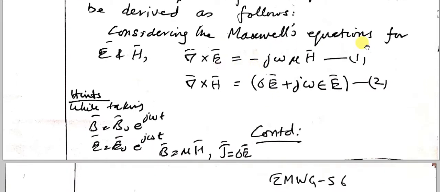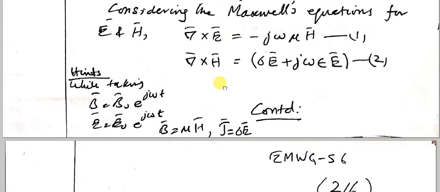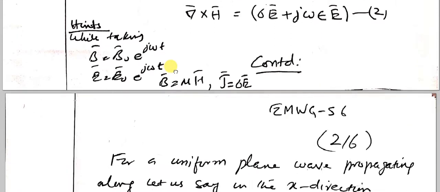Considering the Maxwell equations for E and H, the popular third and fourth equations, the curl of E is equal to minus j omega mu H and the curl of H is equal to sigma E plus j omega epsilon E, where sigma is the conductivity. The hint here is that you put B equal to B naught e to the j omega t and E equal to E naught e to the j omega t, and put in the respective terms. We have done this many times, so you must be familiar with it now.